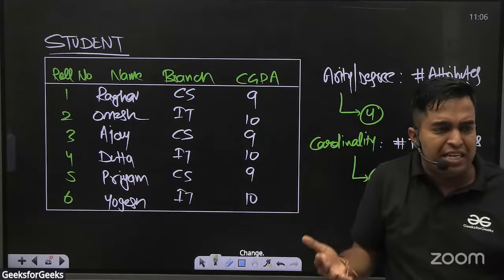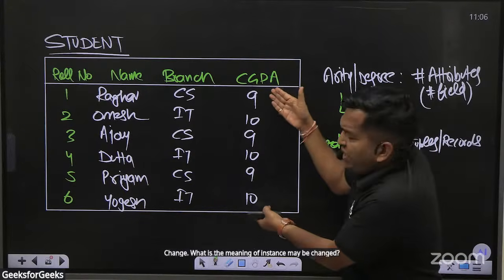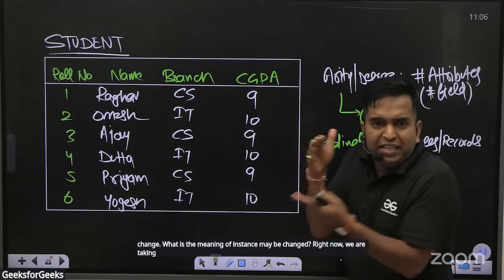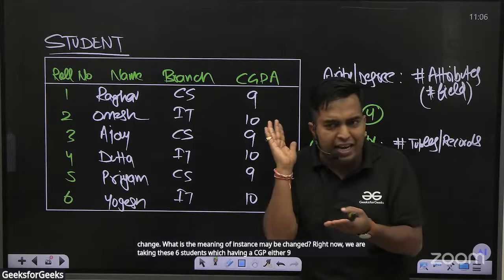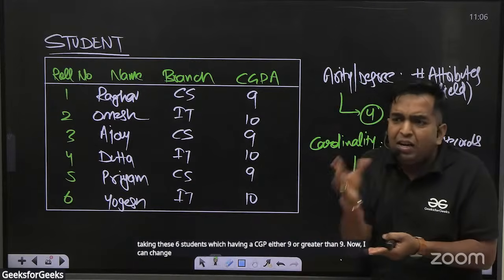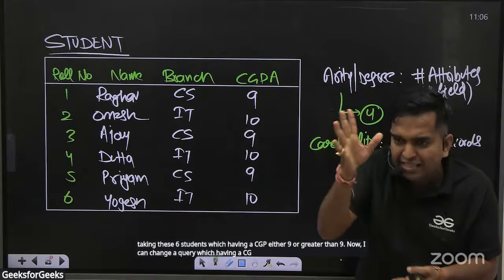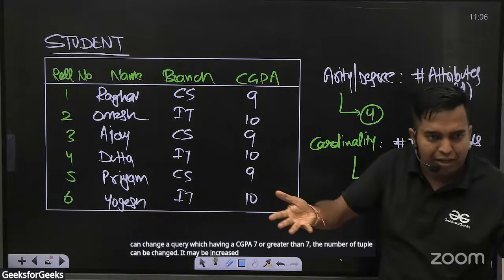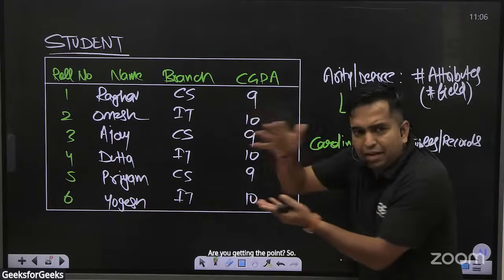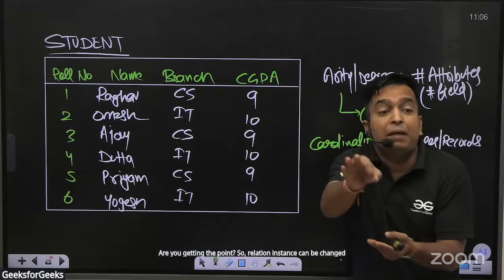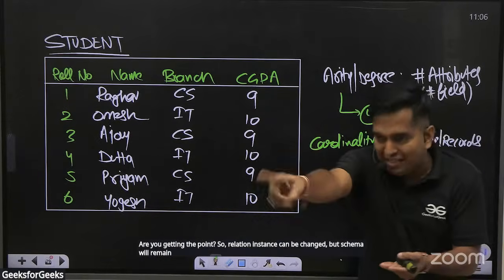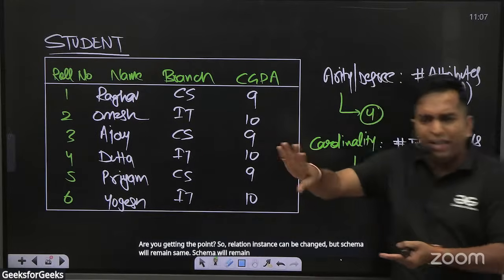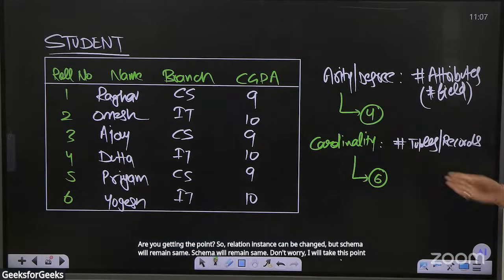What is the meaning of instance may be changed? Right now, we have taken these 6 students having a CGPA of 9 or greater. Now I can change the query to a CGPA of 7 or greater, and the number of tuples can change. It may increase. Are you getting my point? So the relation instance can change, but the schema will remain the same. Don't worry, I will take this point in upcoming slides.